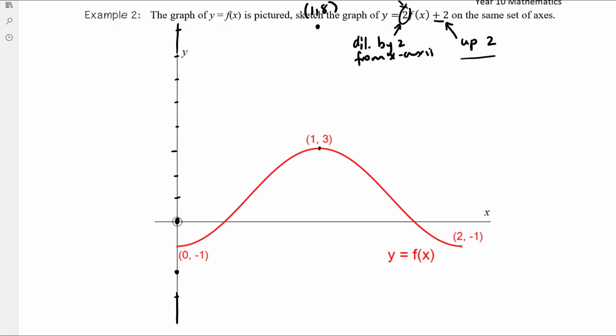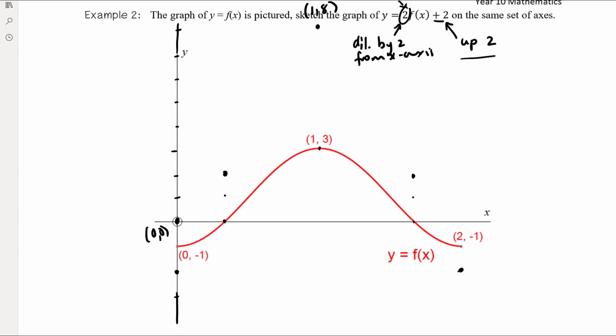This point, same logic, dilate from the x-axis by a factor of 2, comes down to 2, -2, and then move it up by 2. It's going to come back up here to 2, 0. You might take some other points. So this point, for example, if you dilate it by a factor of 2 from the x-axis, it won't go anywhere. And then move it up by 2, it's going to be up here. Same with this point. The dilation won't do anything to it. Up by 2, it's going to be up here.